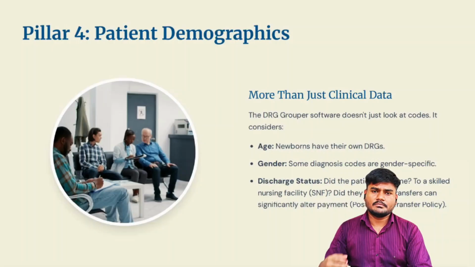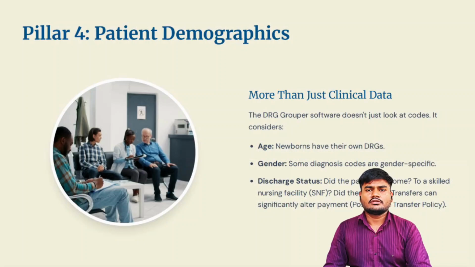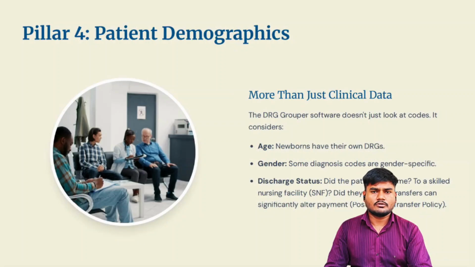Pillar number 4 is demographics. The grouper software also checks things you can't code, that is age, gender and discharge status. If the patient is transferred to a skilled nursing facility, the payment for the hospital stay might be reduced. It is due to the post-acute transfer policy.